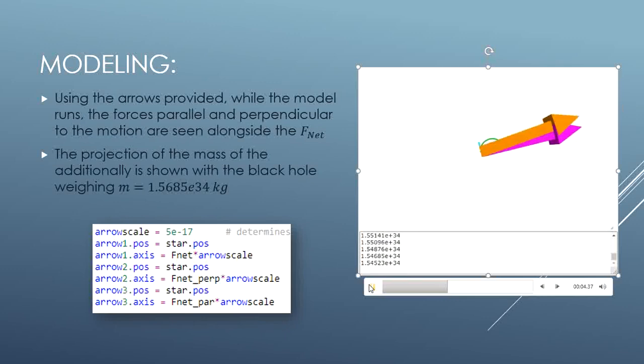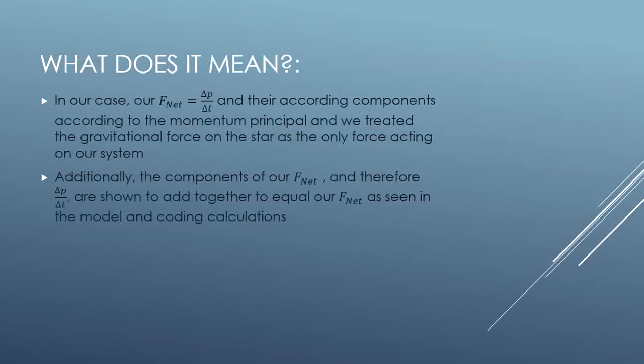Additionally, using this model, we found our resulting mass of the black hole to be 1.57e34 kilograms. This model and the formulas used show how Newton's law of gravitation is comprised of our different variables of G, our two masses, and the distance between them, and show how it affects the forces acting on our system from the object that distance away.